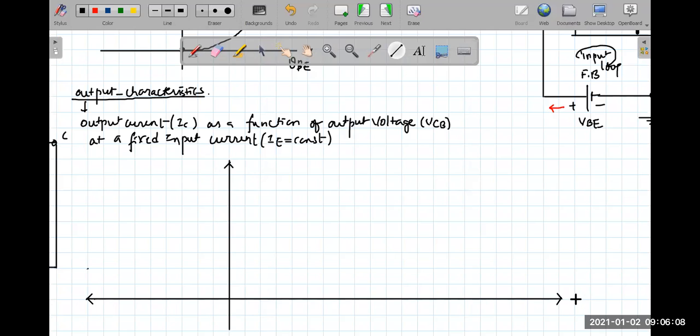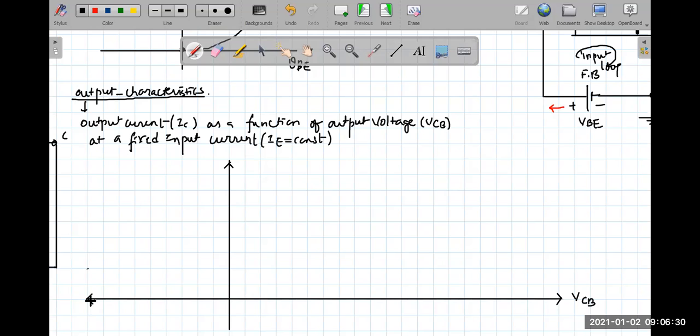But what people do is, you see, this is VCB. They purposefully plot the collector base voltage on the right side. That means you can consider that this is the negative terminal, this is the positive terminal. We have flipped the terminals. Did you get the logic? Did you get what I'm saying?